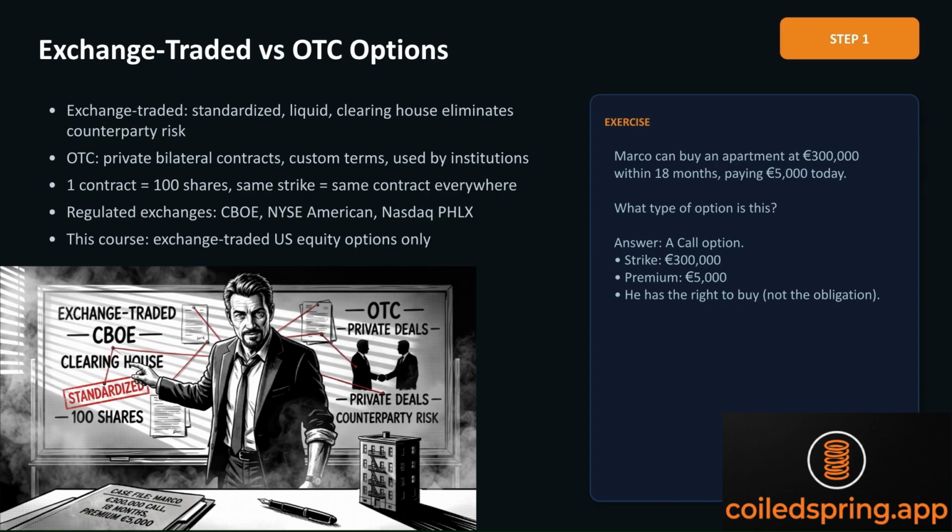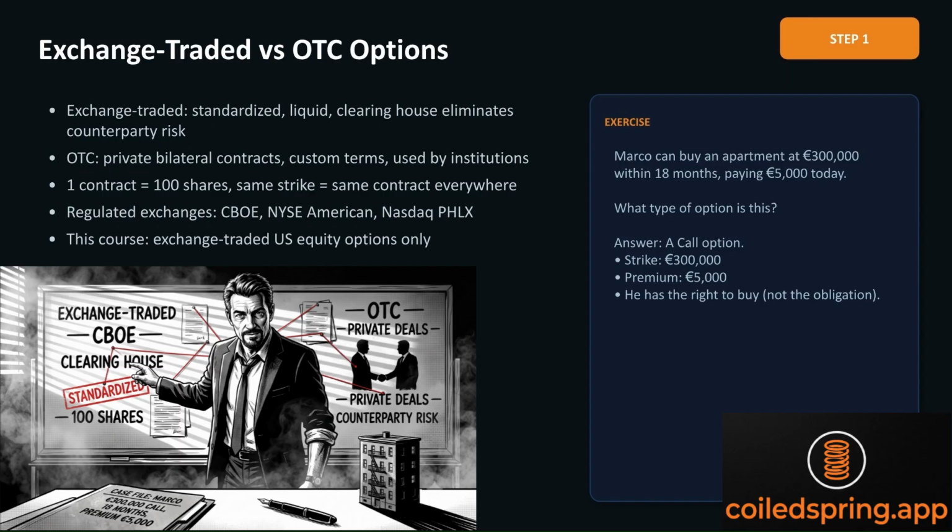These are private bilateral contracts negotiated directly between two institutions. They can have any terms: custom strike, custom expiry, custom structure. A bank might design an OTC option for a corporate client, hedging a specific currency exposure. Flexible, yes, but also less liquid, less transparent, and carrying counterparty risk.